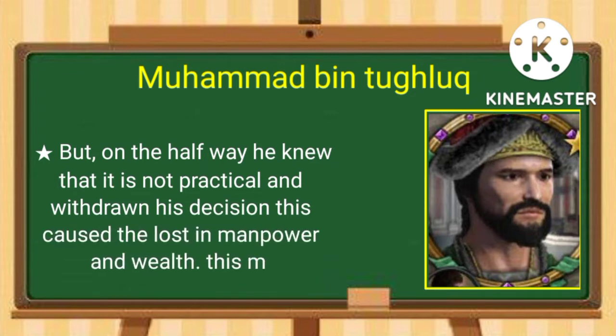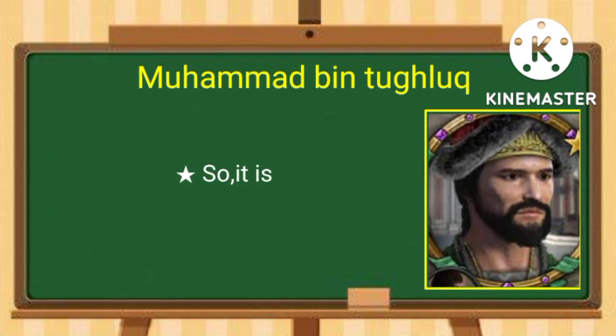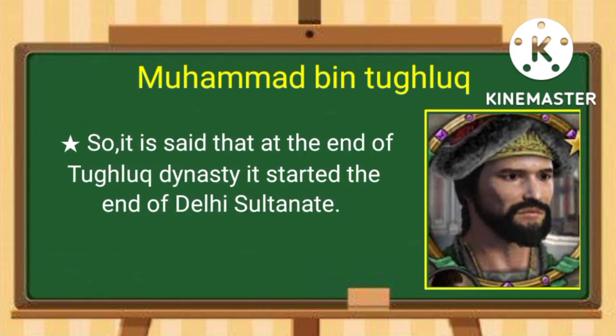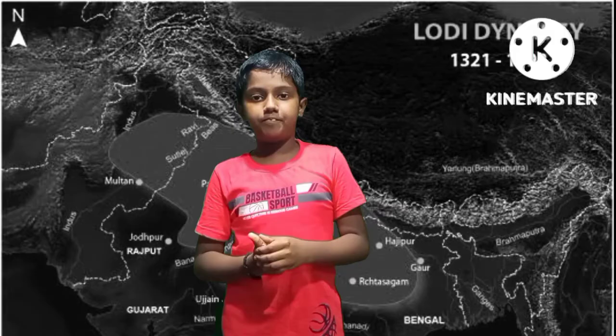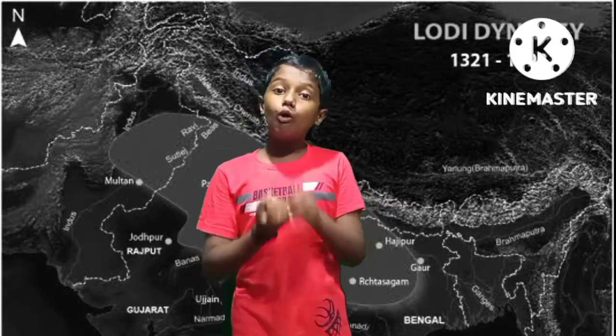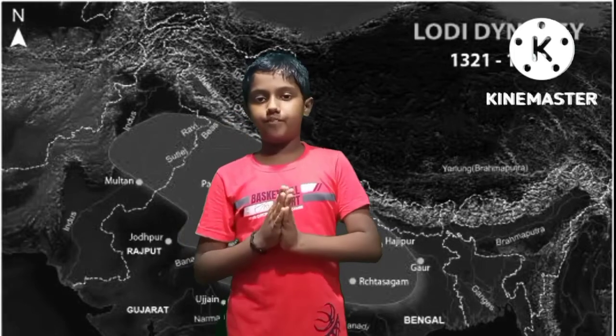This caused a loss in manpower and wealth for the Tughlaq dynasty, and the dynasty which succeeded the Tughlaq dynasty was very weak, and this is the reason. We can say that at the end of the Tughlaq dynasty, the Delhi Sultanate started to decline, and the dynasties which succeeded the Tughlaq dynasty were the Sayyid dynasty and the Lodi dynasty.